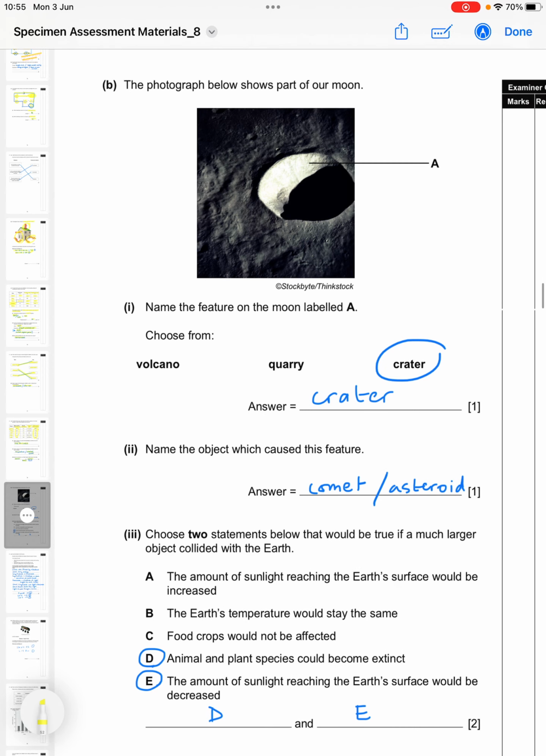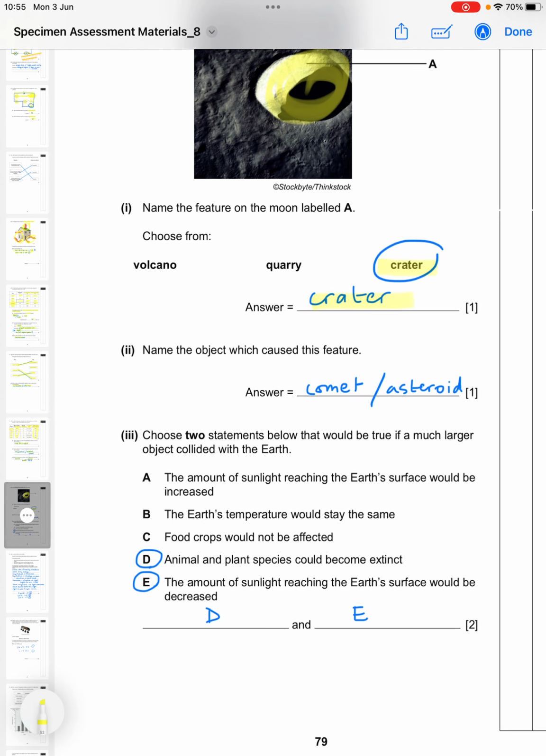Next question shows part of the moon. It says name the feature on the moon labelled A. So this feature here is a crater, and they give you a choice: volcano, quarry and crater. So you're just picking the right one and writing it in. Name the object which caused this feature. So something in space which has basically bashed into the moon and left a hole in it, so a comet or an asteroid.